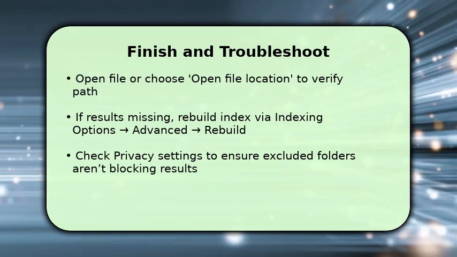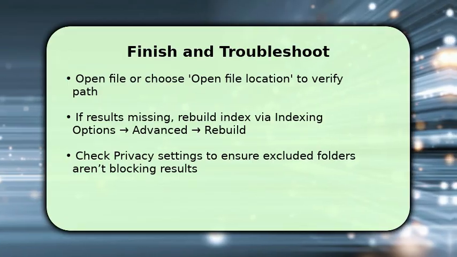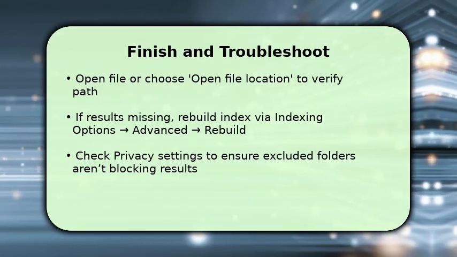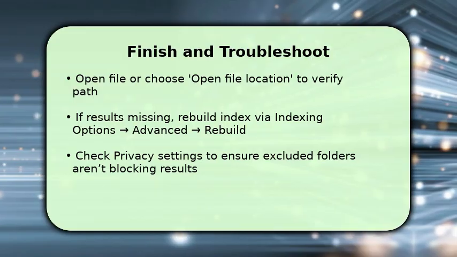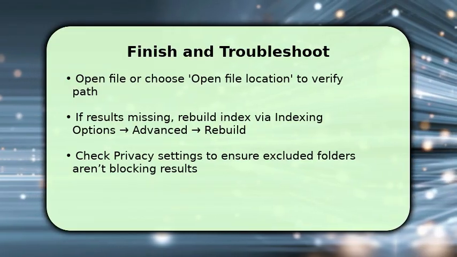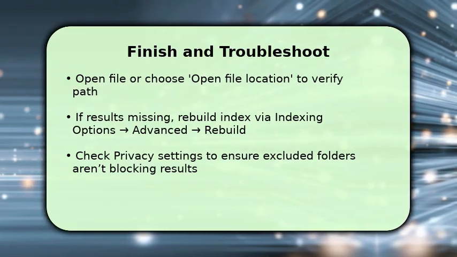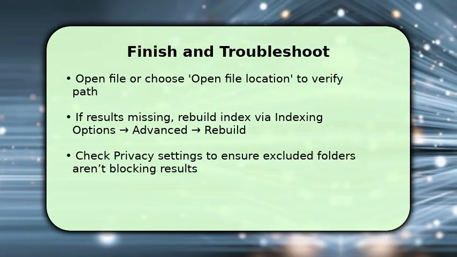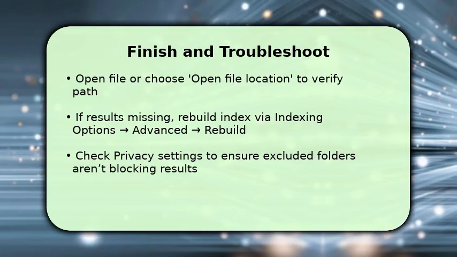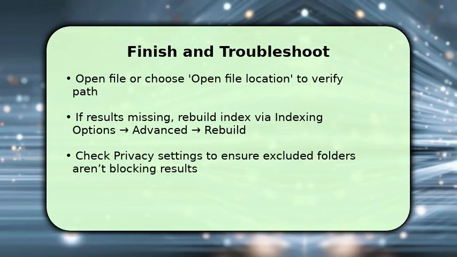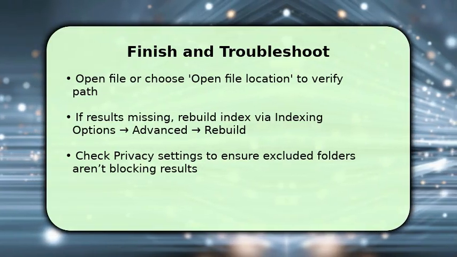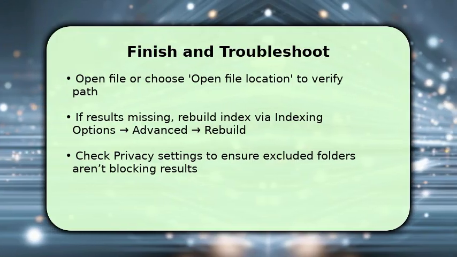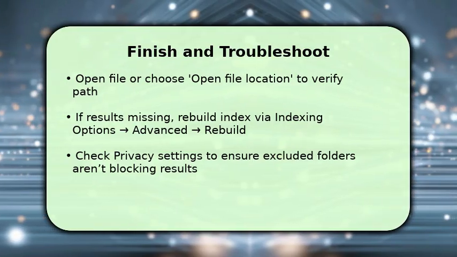If expected items don't appear, make sure to rebuild the index. Open Indexing Options, click Advanced, and choose Rebuild. This forces Windows to rescan included folders. Also confirm privacy settings aren't excluding key directories, because excluded folders won't show in search. One key troubleshooting tip: after rebuilding, allow time for indexing to complete before researching, since results improve as the index builds.